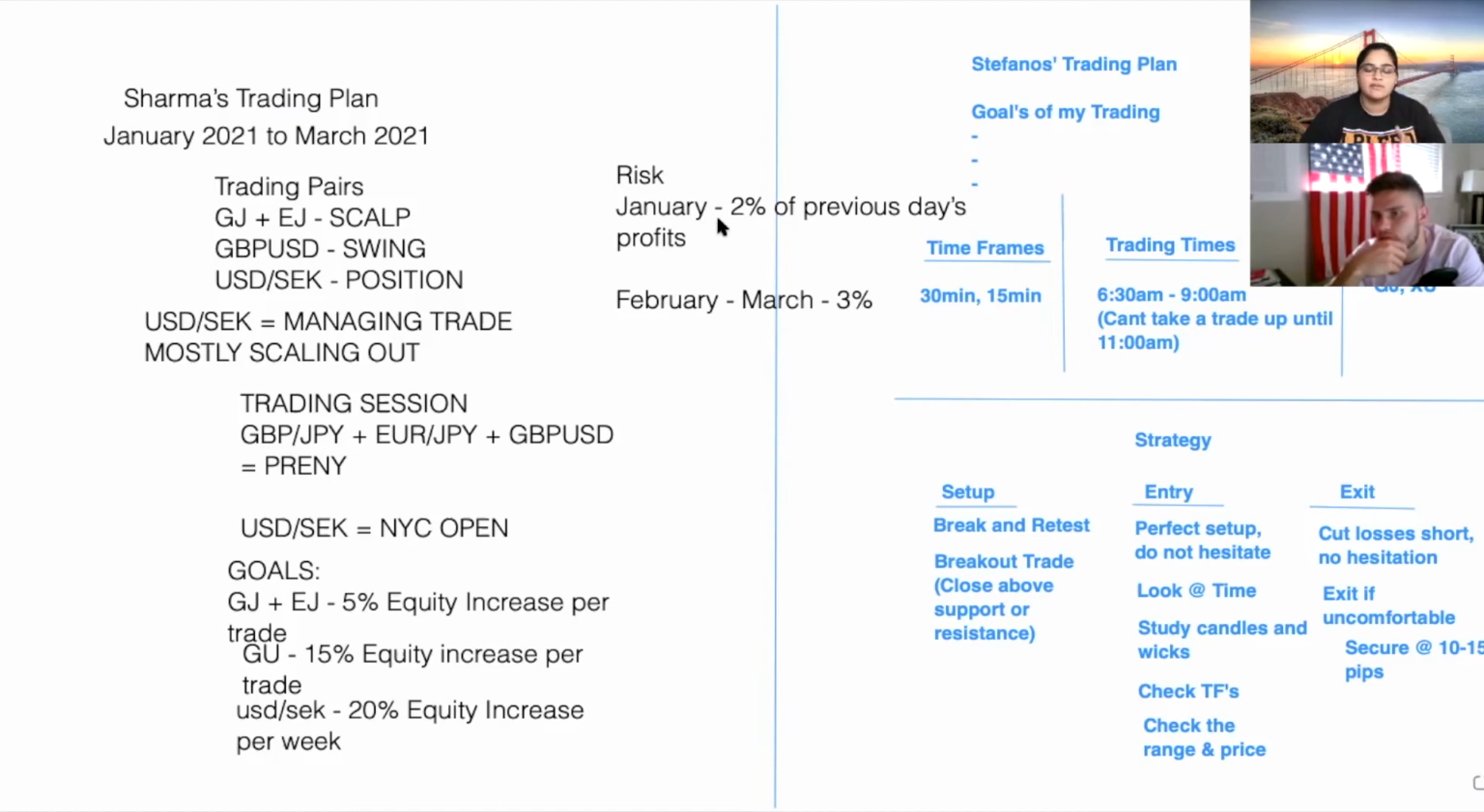So in January, if I have 2%, and let's say I'm only looking for a 20 to 30 pip scalp, that's it. I don't even see the opportunity of GJ or EJ turning into a swing trade. Then I go in with the 2% in the initial trade. Once I hit that 1-to-1 mark or 1.5 to 1 mark, that's when I close 50%, and I just let the rest of it run.